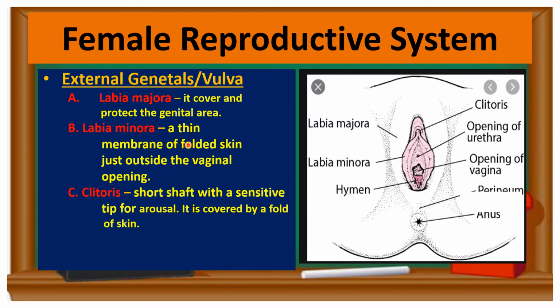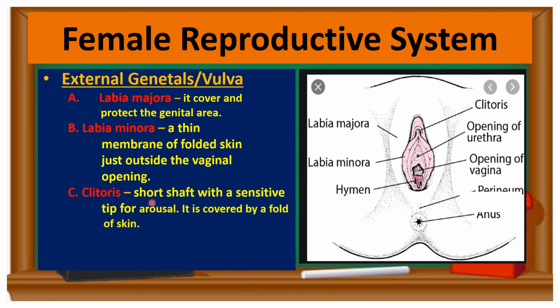Okay, so let us go to the parts of your vulva. So your external genitals or your vulva. So first is your labia majora. So labia majora, it covers and protects the genital area. So this one is what you call your labia majora. Okay. Next one is your labia minora. So it's a thin membrane of folded skin just outside the wall of the vaginal opening. So labia minora is just this part. Okay. So this one is your labia minora.